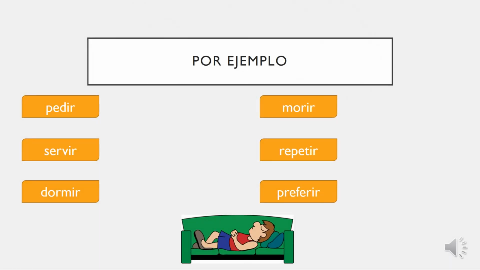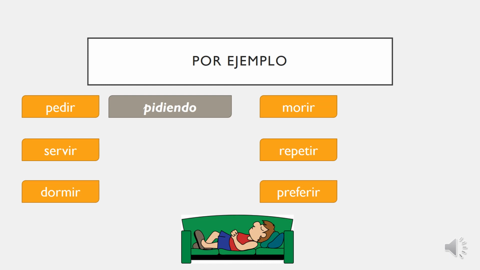So in your packet, you have 6 verbs: pedir, servir, dormir, morir, repetir, and preferir. Notice that all of these verbs are -IR verbs. And also, all of these verbs are going to be stem-changing verbs or boot verbs in the present tense. So if we look at pedir, my E is going to change to an I, so my gerund form will become pidiendo.